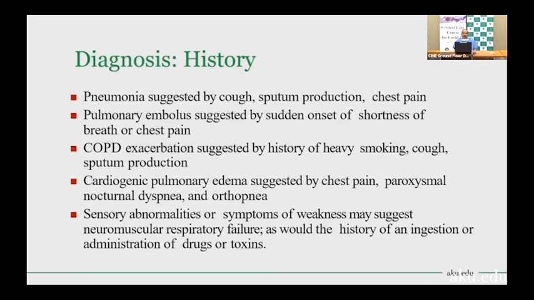The fourth one is cardiogenic pulmonary edema. The patient may present with chest pain, paroxysmal nocturnal dyspnea, orthopnea, high JVP, or a history of ischemic heart disease in the past. So you may need to think about cardiogenic pulmonary edema. And of course, lastly, but not the least, abnormalities in the neuromuscular part of the body, like if the patient has an exacerbation of GBS or myasthenia, they may have respiratory failure. Or with injection of toxins like narcotics, sedatives, hypnotics, they may have respiratory failure. So the history is really important.